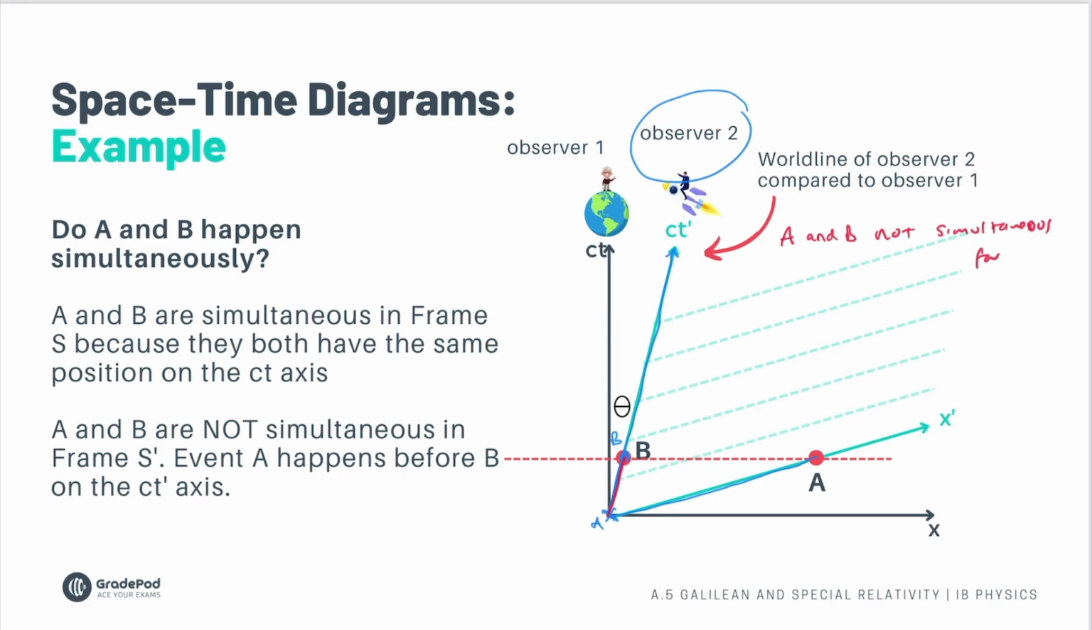For observer 2. What are they like for observer 1? For observer 1, if you extrapolate back to the CT axis, A is extrapolated back, B is extrapolated back, they both happen at the same time. So events A and B are simultaneous for observer 1.